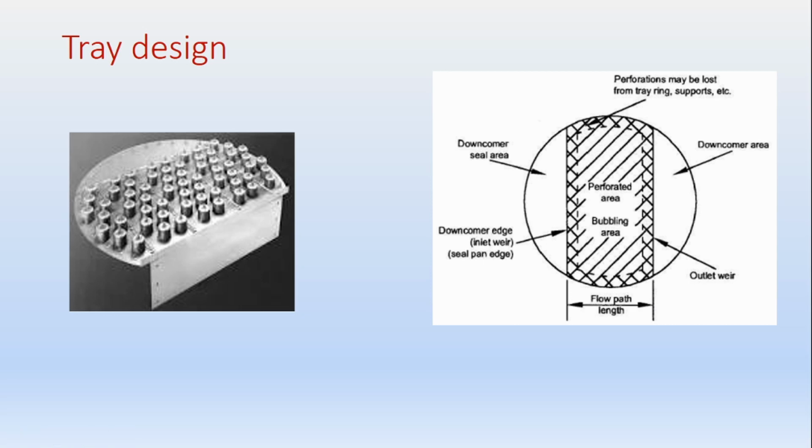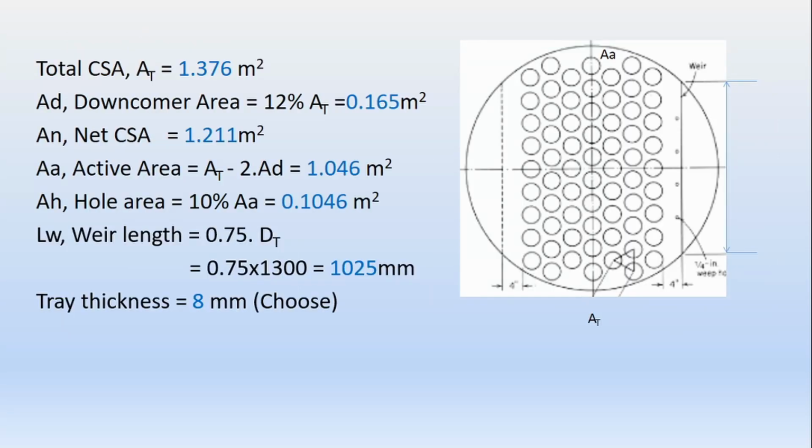So when the tray details are asked, you have to show the details in this fashion, and you also have to provide the layout of the bubble caps on the tray. This is the region where the liquid from the topmost tray comes. There is a weir over here. So liquid fills in this region first, then it flows over this weir.